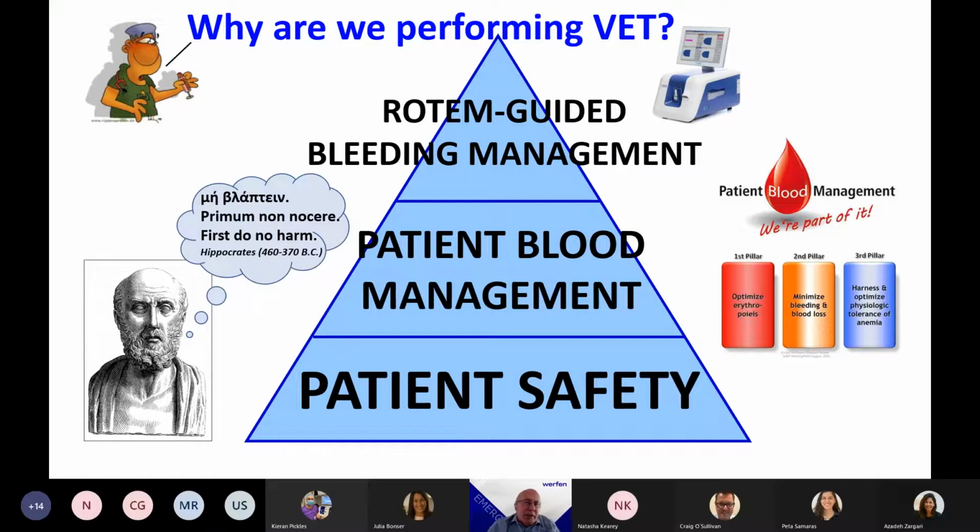And you know, Hippocrates already 2,500 years ago mentioned that, of course, as physicians, we would like to cure, but maybe it's more important to avoid additional harm.